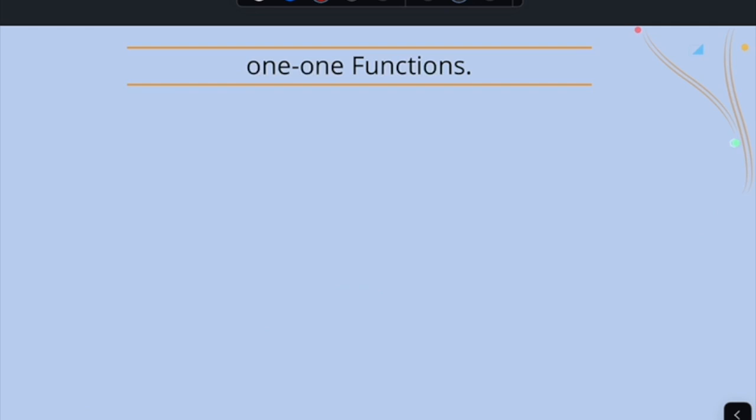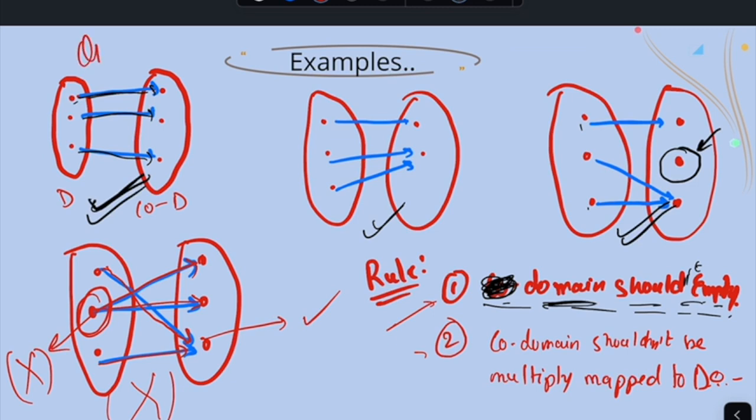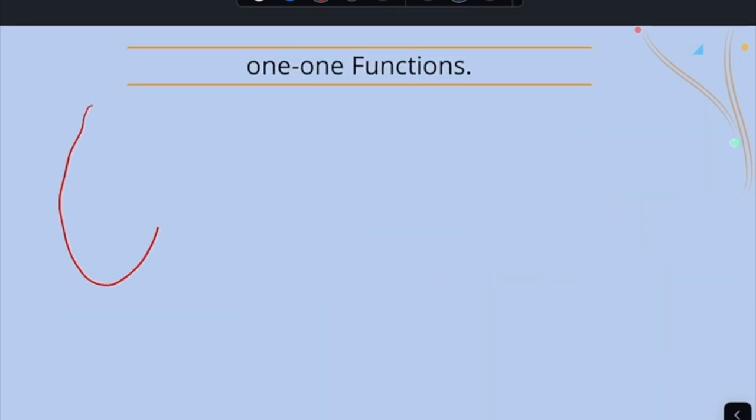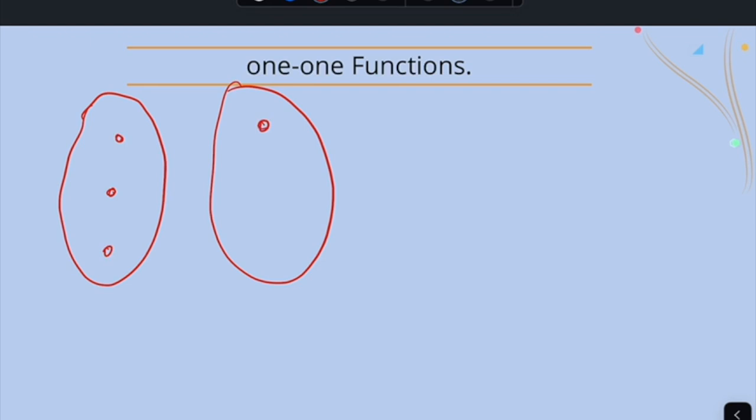What are one-one functions? Like we saw in the example, the very first one is an example of a one-one function, because every element of the domain is mapped with a different element of the codomain. In short, you can memorize this diagram: one is only mapped with another one. And if there's something left in the codomain, it will still be a one-one function.